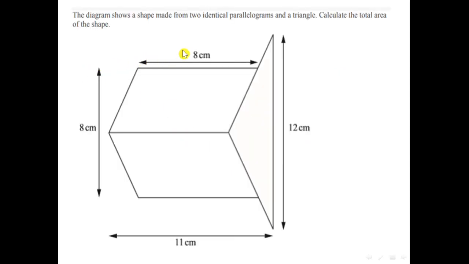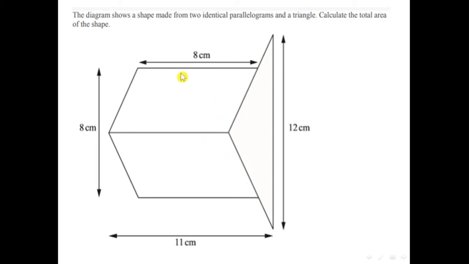The diagram shows a shape made from identical parallelograms and a triangle. Calculate the total area of the shape. First you have to analyze the shape. You have one parallelogram, a second parallelogram, and a triangle. So you have three shapes. You have to calculate the area of each one individually, and then add them together to find the total area.